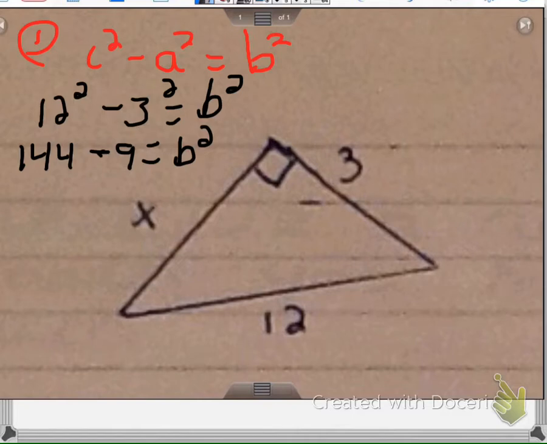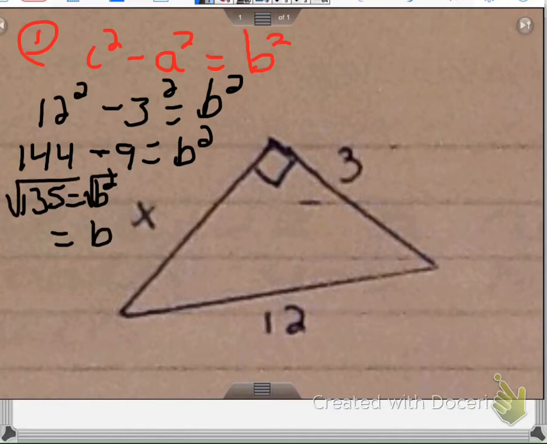And then when you do 144 minus 9, you're going to get 135. And 135 is equal to B squared. Don't drop the B squared yet. Remember that B squared is really the area of the square off of this side right here. I don't want to know that though. I want to know the side length, so I have to square root here and square root here. B equals the square root of 135, which is 11.618. I'm going to round it to just 11.6.